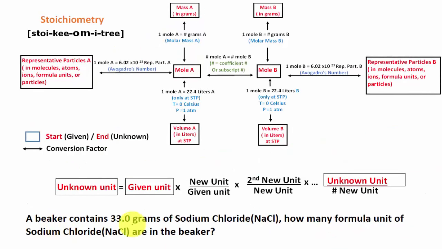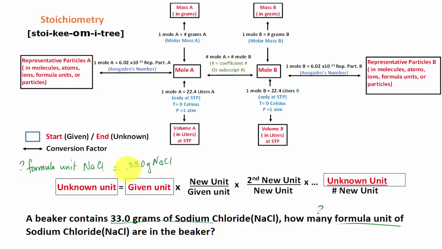In this problem, I have a beaker containing 33.0 grams of sodium chloride, NaCl, which is table salt. How many formula units of sodium chloride are in the beaker? So our given is this one right here, 33.0 grams of sodium chloride. So I can substitute into our systematic approach, which is 33.0 grams of NaCl. Okay, and what is our unknown? How many formula units of sodium chloride are in the beaker? And our unknown is going to be question mark formula unit NaCl.